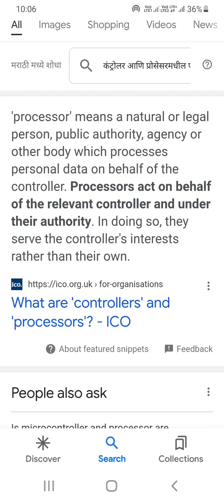The question arises: what are the differences between a processor and a controller? The processor means a natural or legal person, public authority, agency, or other body which processes personal data on behalf of the controller, and acts under their authority. In doing so, it serves the controller's interest rather than its own.